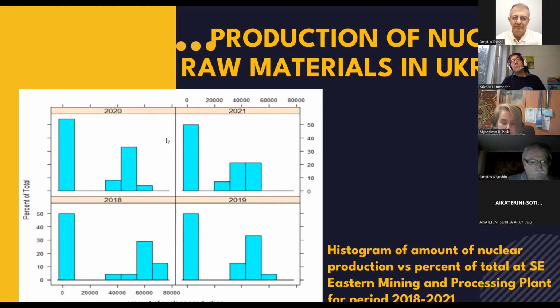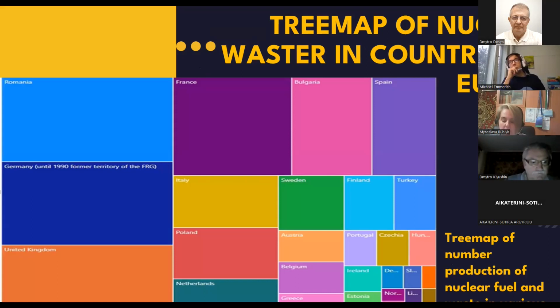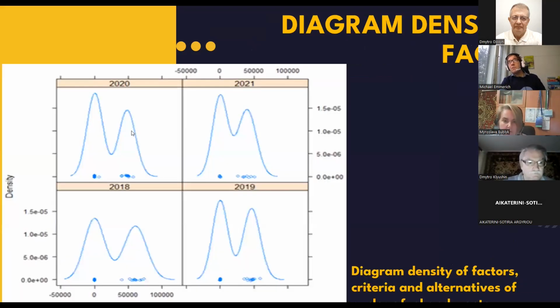And on the next slide, this is a tree map depicting the dependence of nuclear fuel and waste production in various countries of Europe. Analyzing this graph, we can observe a significant accumulation of waste in such countries as Romania, Germany, and Great Britain. On the next graph, you can see we displayed the density distribution of nuclear fuel and waste production during the same period, 2018-2021. The figure shows the density of factors, criteria, and alternatives.